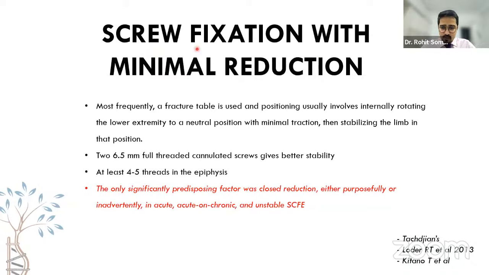Screw fixation with minimal reduction. This was initially described by Loder et al., and later in his own paper and by Kitano et al., they said that the only significant predisposing factor for AVN was closed reduction, either purposefully or inadvertently, in acute on chronic and unstable SCFE. So this is something that we do not do anymore. Closed reduction is a strict no.